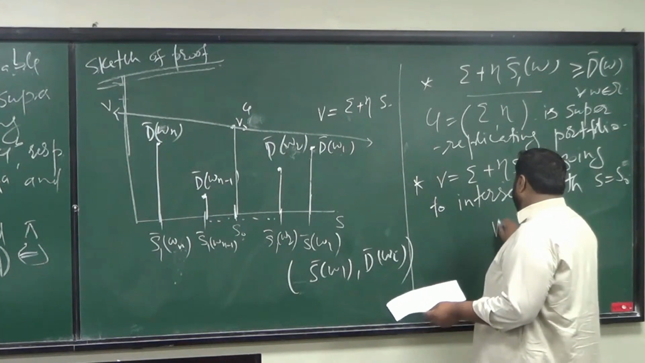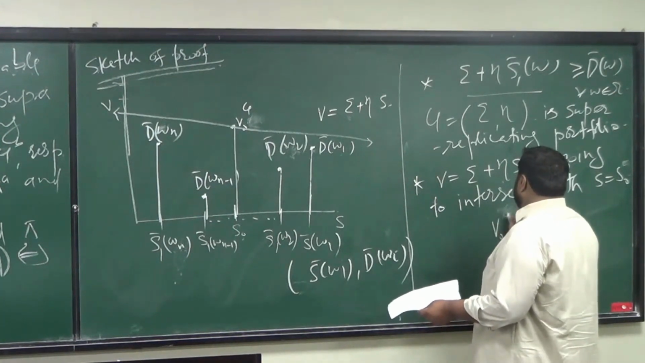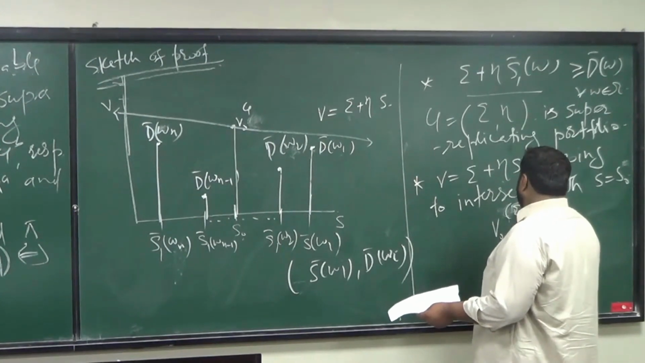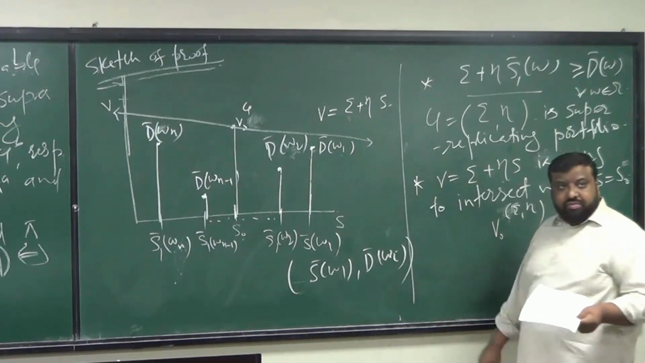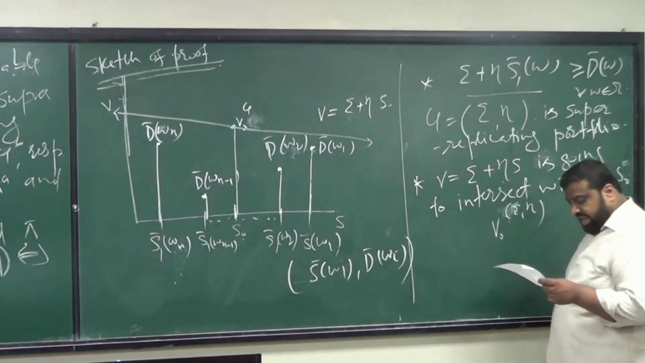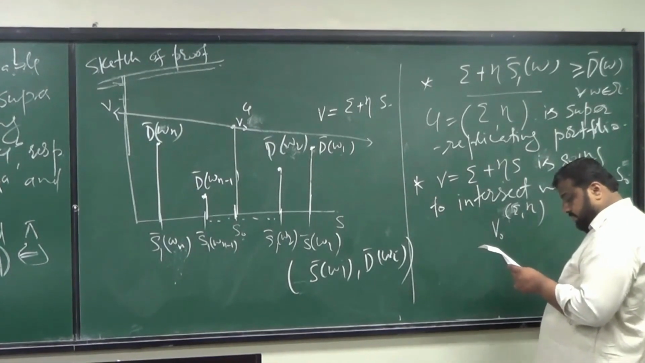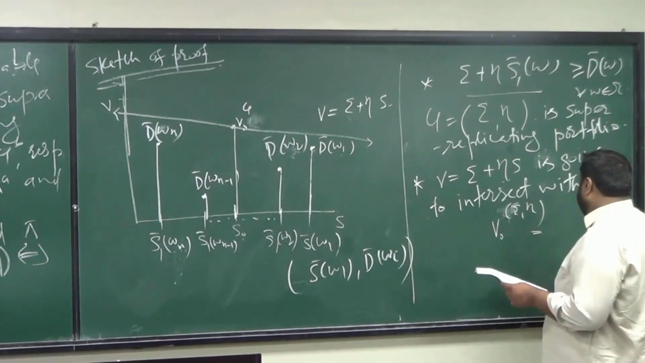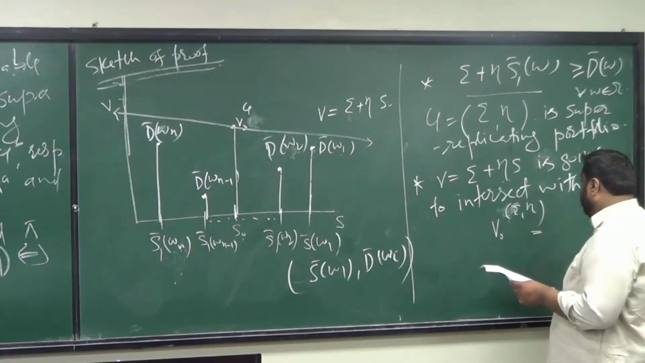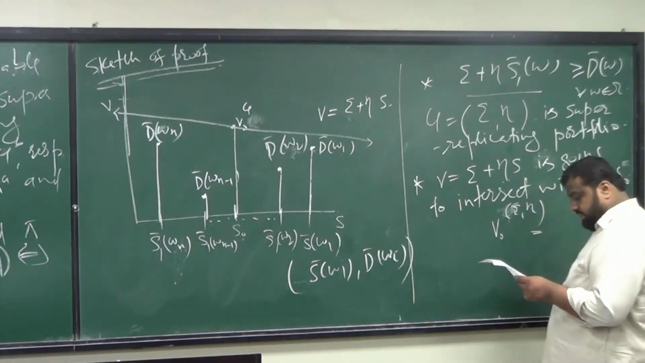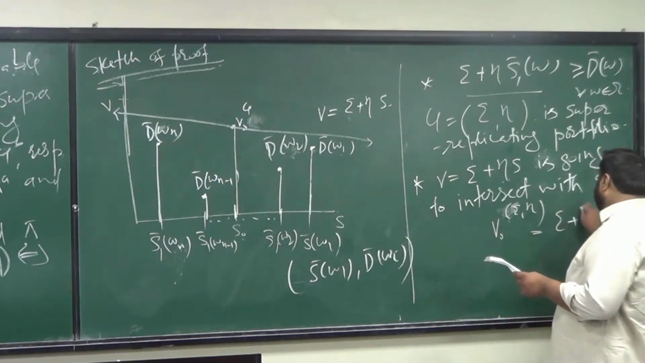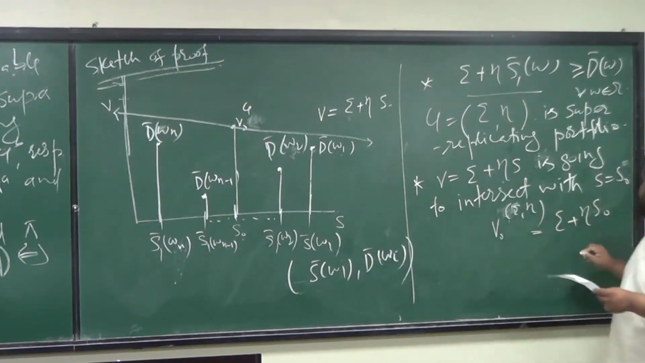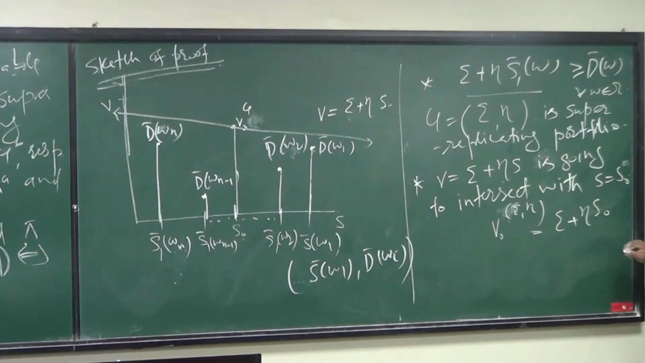We are going to have V naught of phi, which is xi eta, okay, and whose value is what? It's going to be xi plus eta S naught, because S equal to S naught is going to be this.